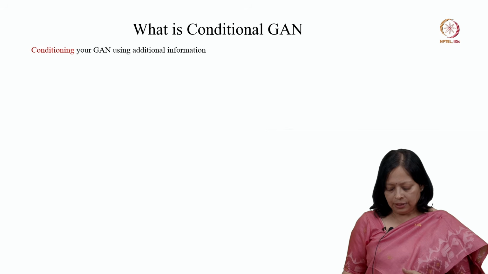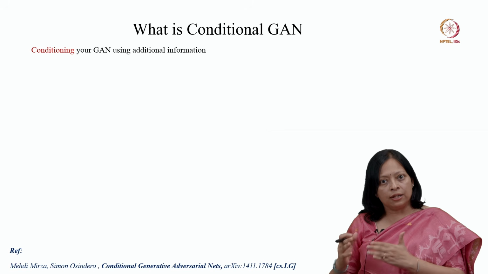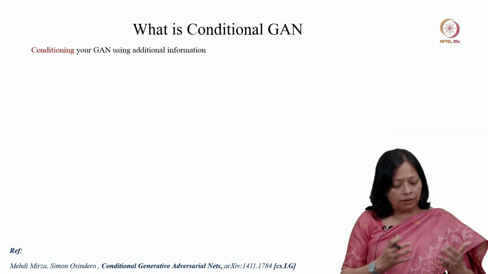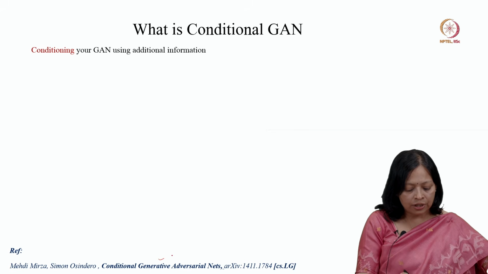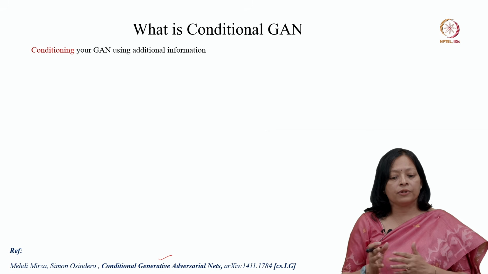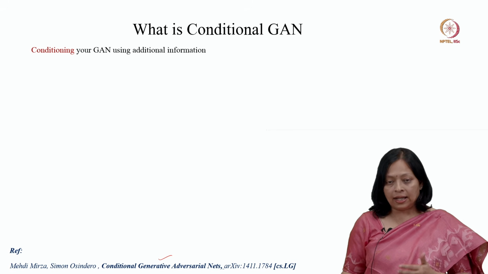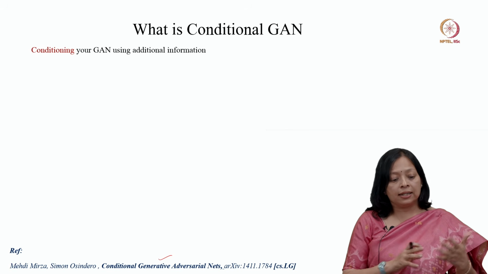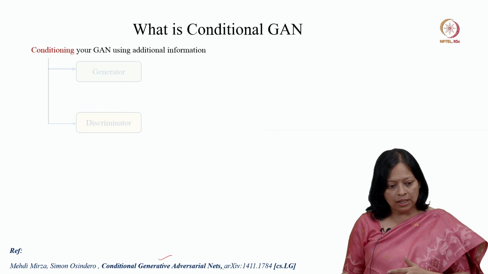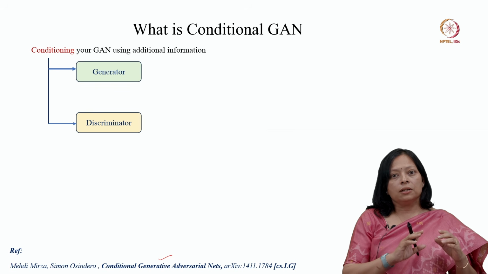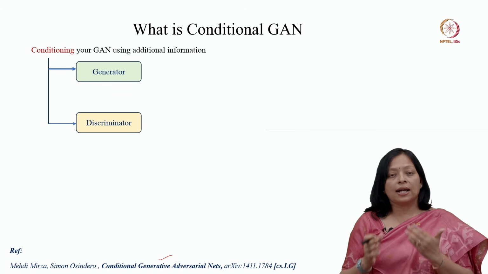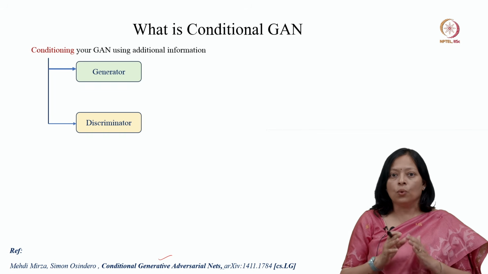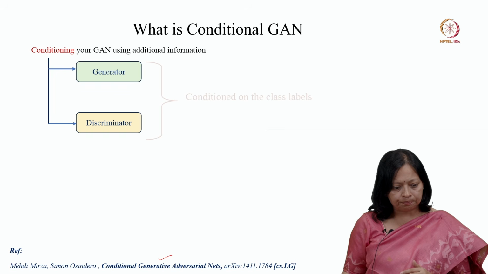Now, conditioning your GANs with some additional information was first invented in this paper, Conditional Generative Adversarial Nets. This is the original paper of conditional GANs, and I urge all the participants to go through the paper. Now, when I say conditioning your GAN with some extra information, I mean the conditioning parameter will go to the generator as well as the discriminator. Okay. So, both the generator as well as the discriminator will get the conditioning parameter.